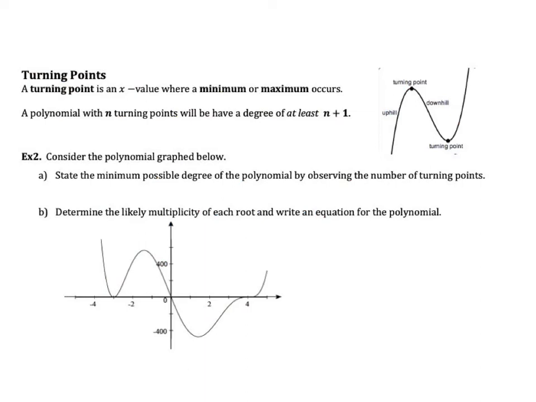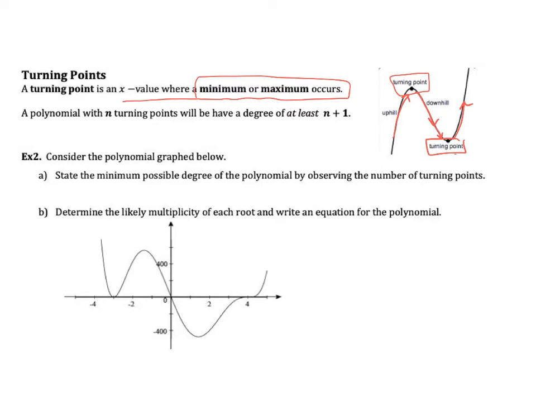Okay, I lied. Sorry, we're talking about turning points next. A turning point is an x value where a minimum or a maximum occurs, because when it turns, it's going from an increasing part of the function to a decreasing part, and this is obviously a maximum. And then from a decreasing part to an increasing part, this is a minimum. So it's your maximums and minimums, not the absolute, but that's okay. We can still have maximums and minimums in that general area.